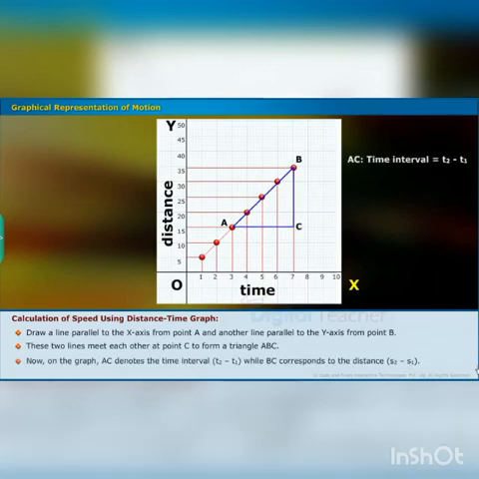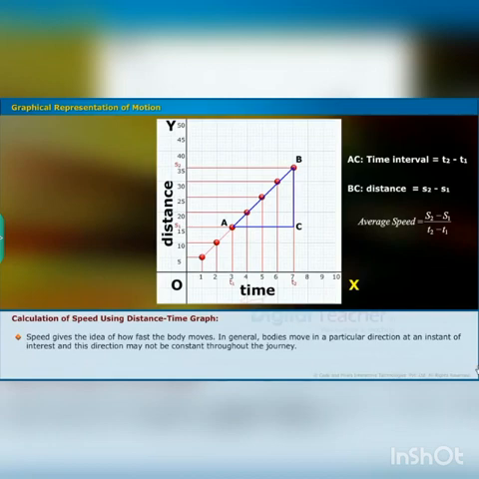Now on the graph, AC denotes the time interval T2 minus T1, while BC corresponds to the distance S2 minus S1. From the graph, it can be observed that in time interval T2 minus T1, the object traveled a distance equal to S2 minus S1. Then, the average speed of the car is (S2 minus S1) divided by (T2 minus T1).